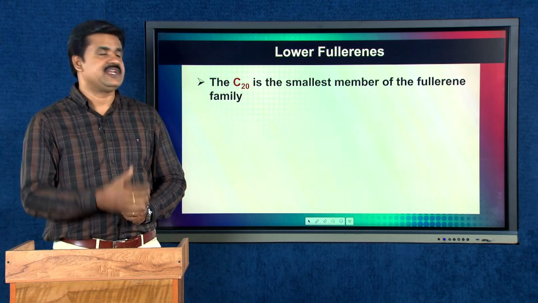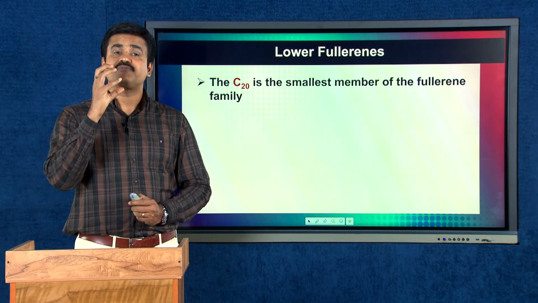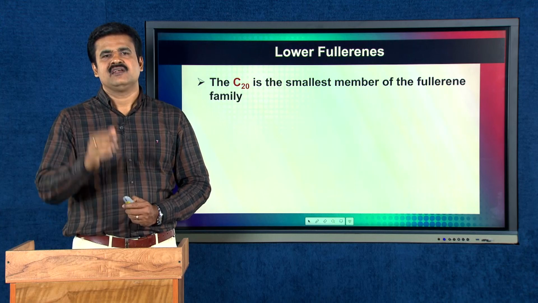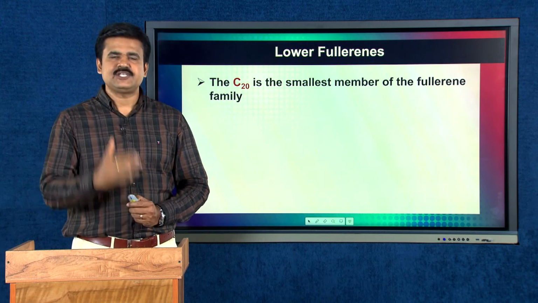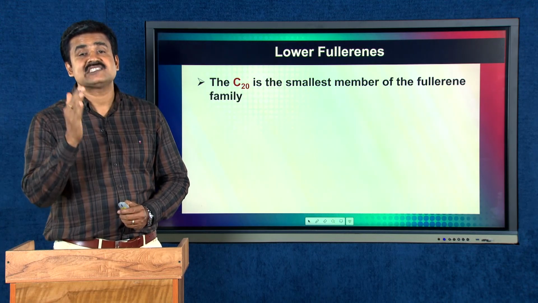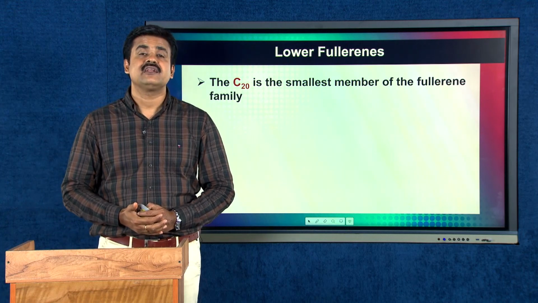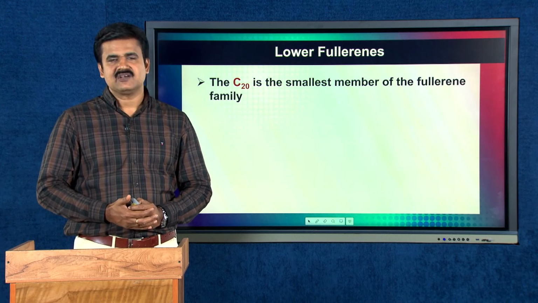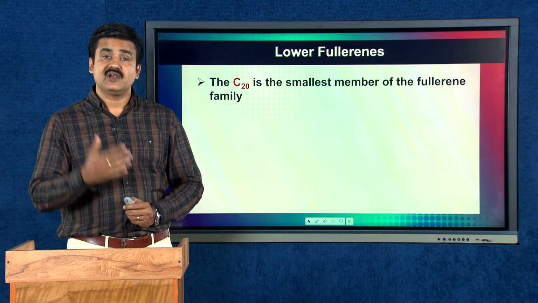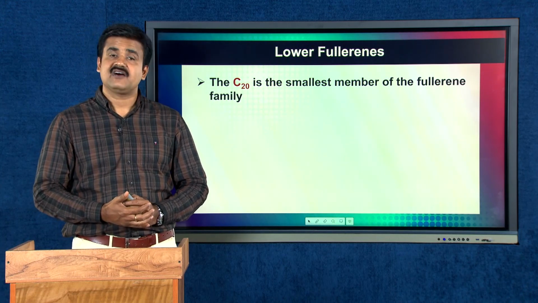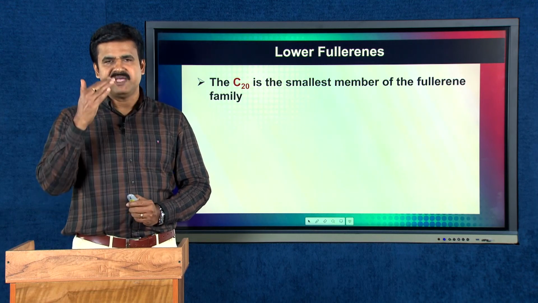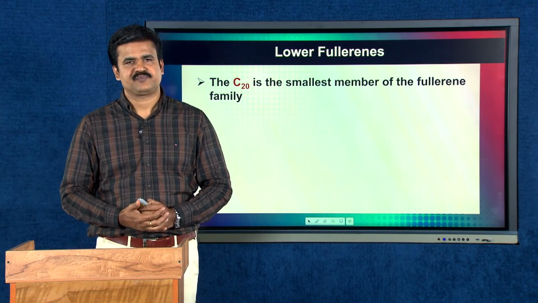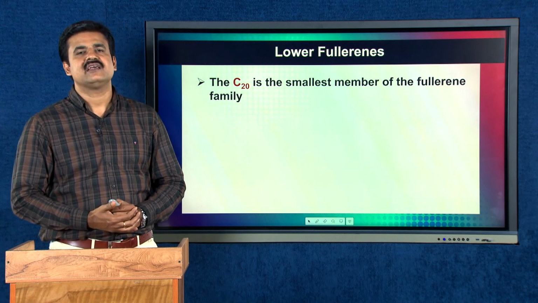C20, that is a group of 20 carbon atoms, forms a fullerene, and C20 is the smallest member of the fullerene family. It is a lower fullerene. This is because C20 consists of only 20 carbon atoms, which is far less than the baseline, that is 60. So C20 is a lower fullerene.